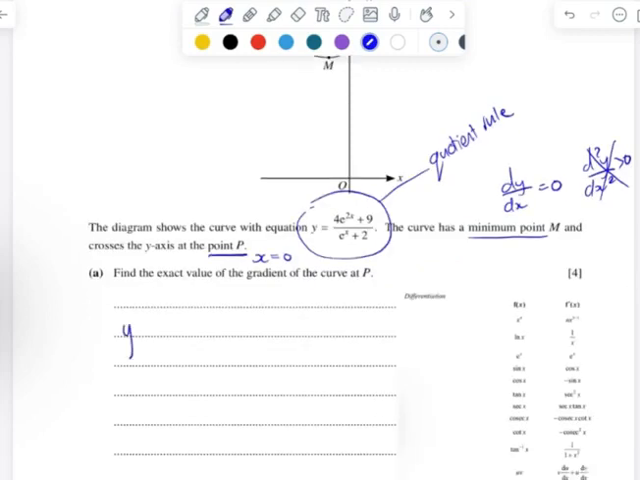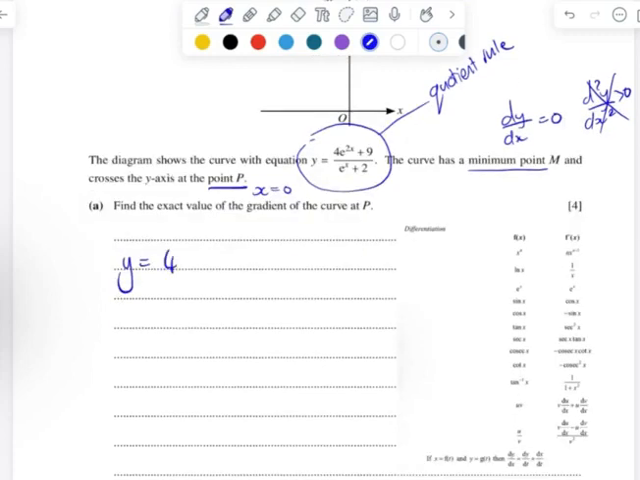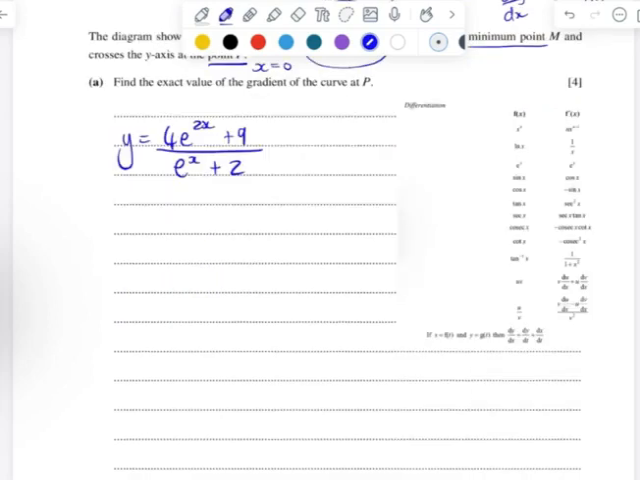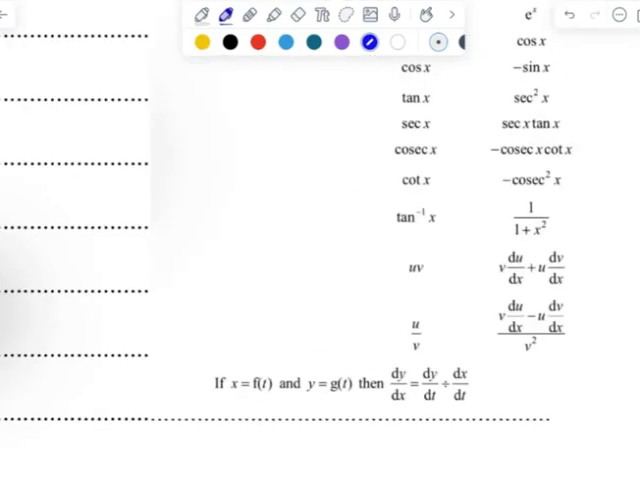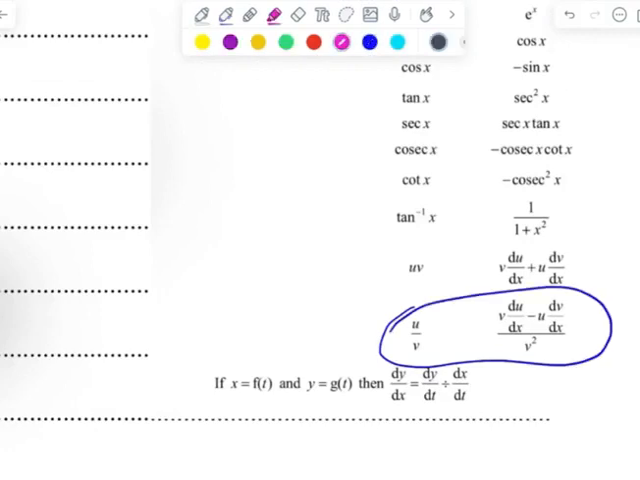Okay, so y is 4e to the 2x plus 9 over e to the x plus 2. Alright, so you need to use your quotient rule. I have put it here on the side. It's this one. Okay, so you just got to puzzle piece this together.